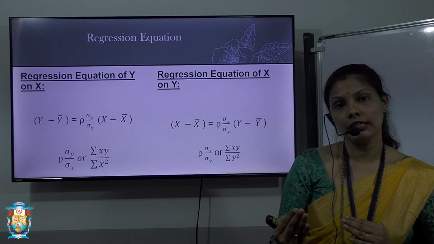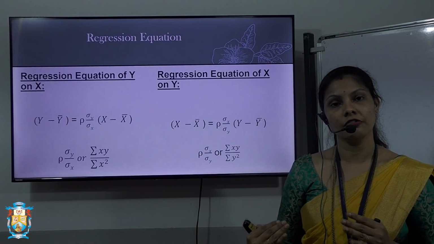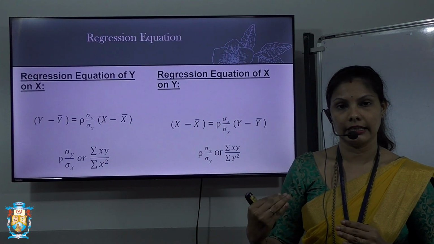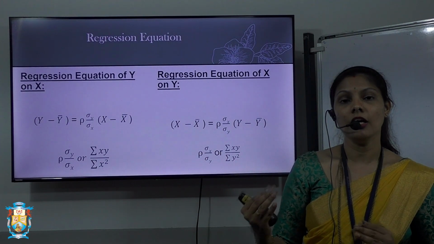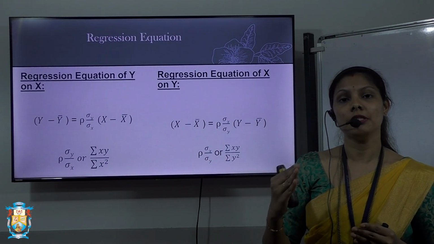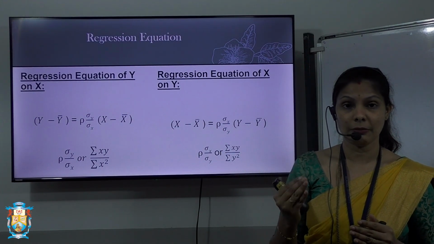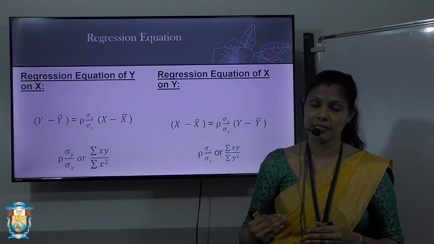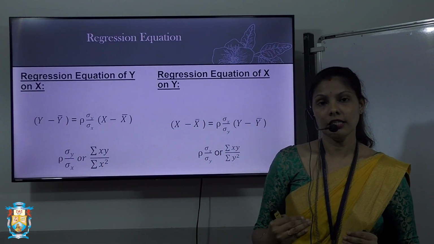Now, in the sum, if they are given in terms of the correlation coefficient and standard deviation directly, then we will use rho into sigma x by sigma y or sigma y by sigma x. If they have given the variables in terms of x and y, then we will use the formula summation xy by summation x square or summation xy by summation y square.